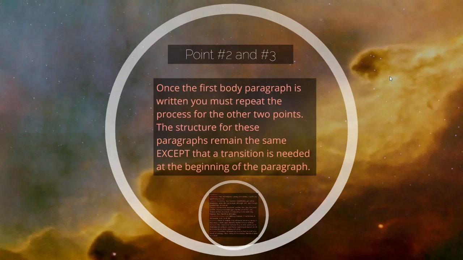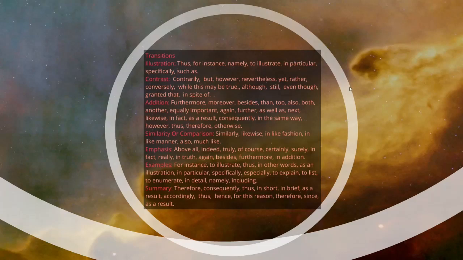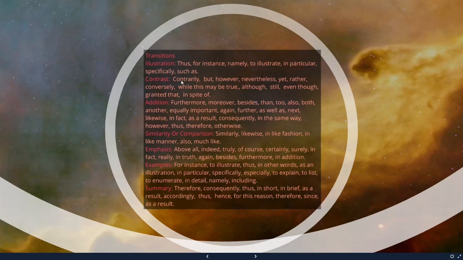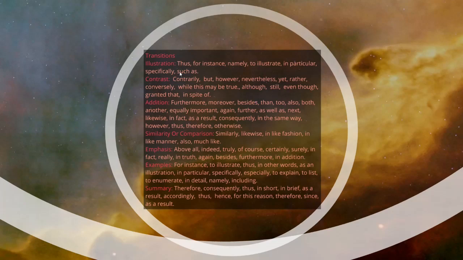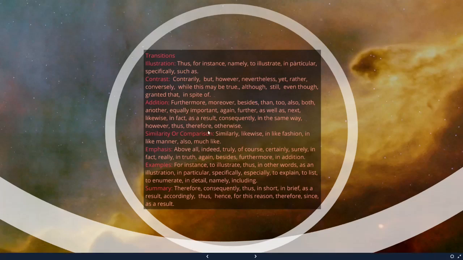Once the first body paragraph is written, you must repeat the process for the other 2 points that are in your thesis statement. The structure for these paragraphs is exactly the same, except that a transition is needed at the beginning of the paragraph. There are many different types of transitions that you can use. I've uploaded a worksheet that has various transitions that you can use, such as, and here's those same examples. Illustration, you can contrast something, contrary or contrasting what was happening in the first paragraph. This is what's going to happen in the next paragraph. And there are adjectives here that you can use to move your particular transition forward.